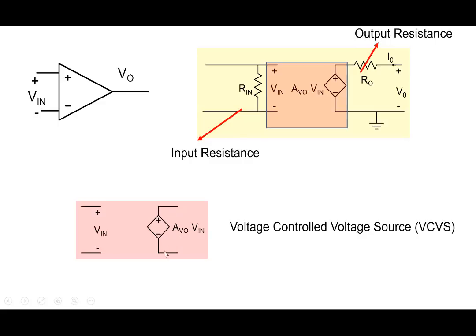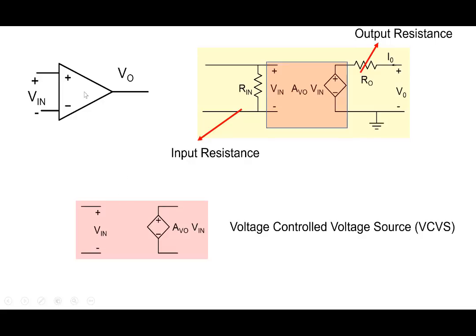Its value is a voltage source, but its value depends on the voltage applied between these two pairs of terminals here. So as Vin changes, the value of this particular voltage changes here. So that's why we call it a voltage source, but it's a voltage controlled voltage source. So the value is controlled by another voltage here. And in short, we call it VCVS, a voltage controlled voltage source.